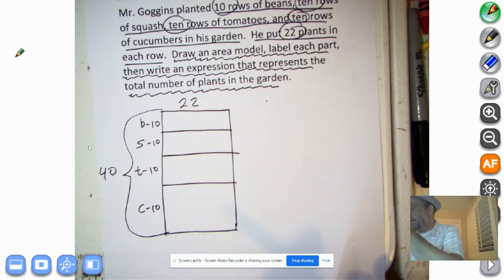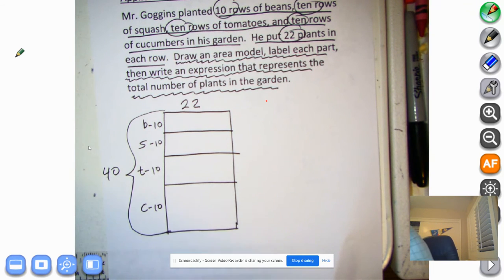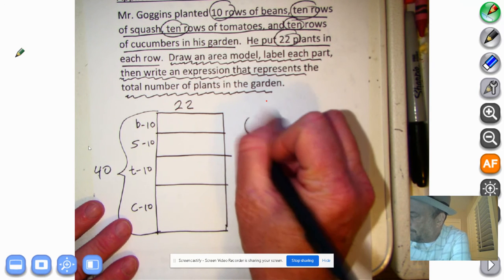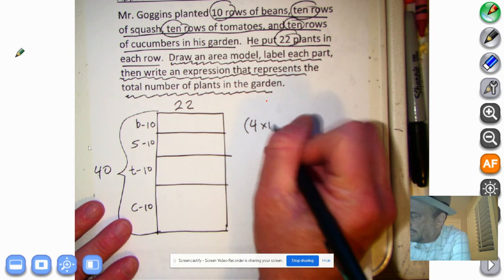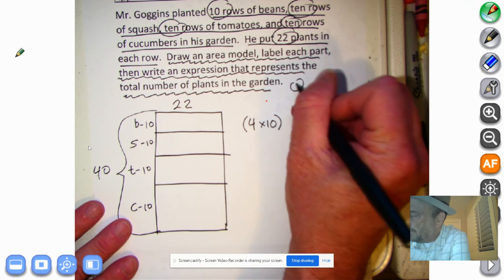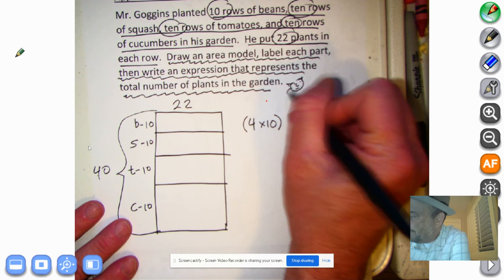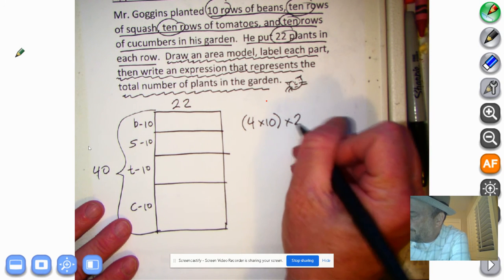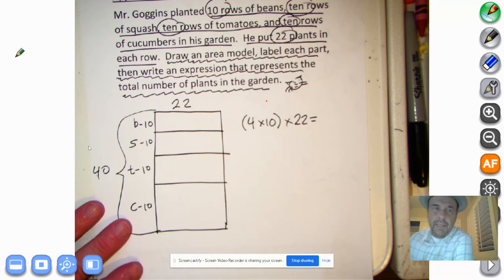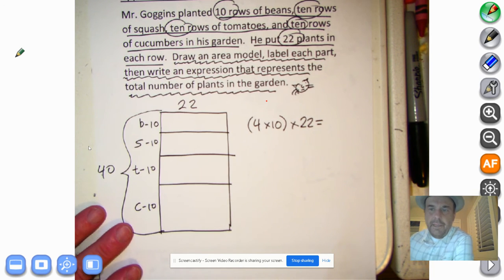So this is going to be quite a lot of plants. Let's just take a quick look at his math here. Okay, this is what they want us to do. I'm sorry I had to look. I forgot. So we're going to do 4 times 10 times 22. And that'll equal the total number of plants we have here. Should we solve this? I think we should.